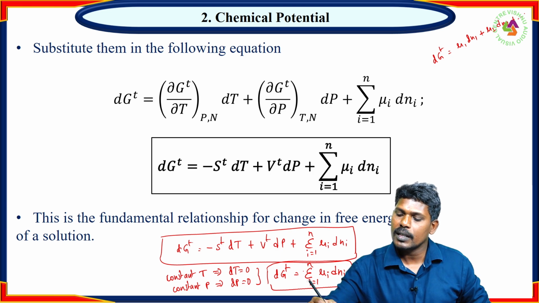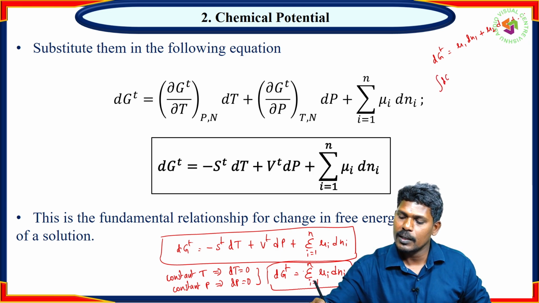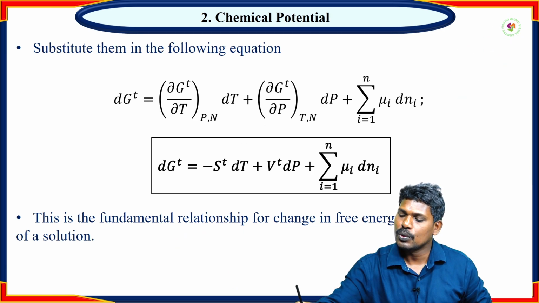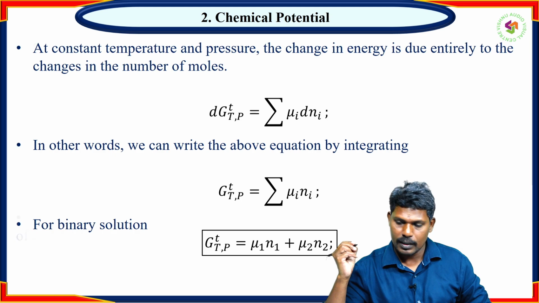Now integrate both sides. When you integrate both sides, the integral of dGt is equal to the integral of mu1 dn1, plus the integral of mu2 dn2, and so on. Now Gt is equal to mu1 n1 plus mu2 n2, and so on.